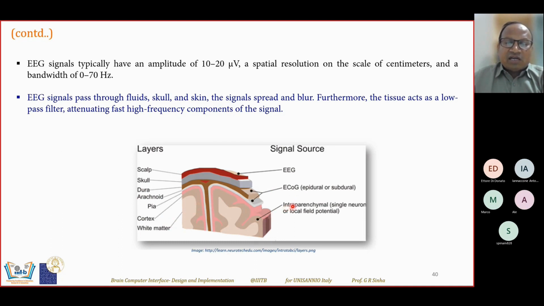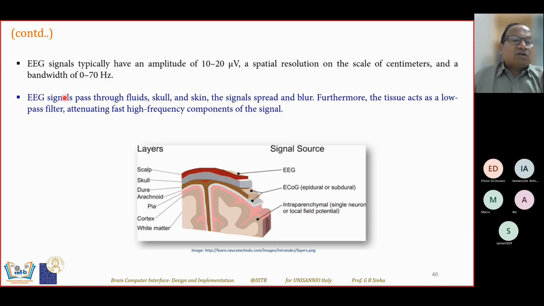And this area is the parenchymal, single neuron and local field. The meaning is, if you are going deeper in the area of the micro electrode, at this particular site you are getting purely local field potential. So this is just a description of how we place the electrode. EEG signals generally have an amplitude of 10 to 20 microvolt, which we get from the scalp directly, and a spatial resolution on the scale of centimeters. It is very large, and the bandwidth is generally 0 to 70 hertz. More frequencies are always in beta and gamma.